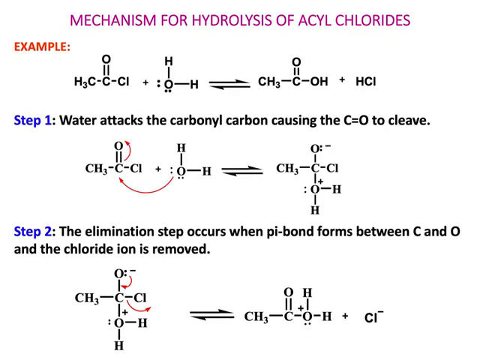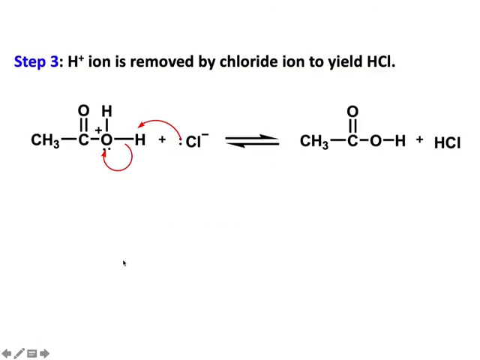Okay, so this one is not the product. This one is an intermediate. Because of this, the intermediate is not stable, because the O still has a positive charge. We don't want this positive charge, so continue with step 3.